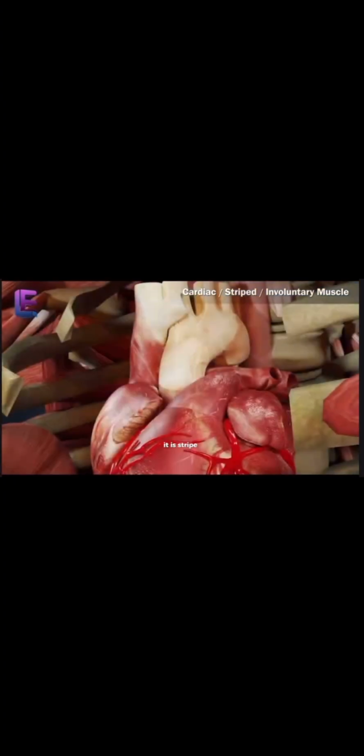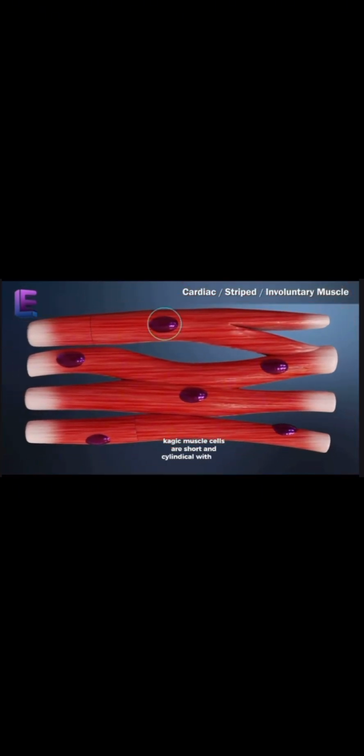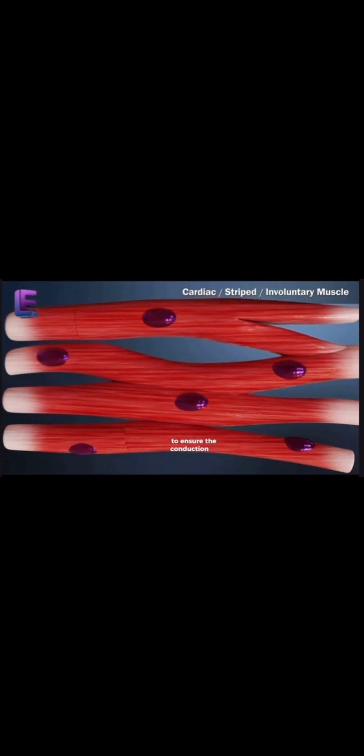Cardiac or striped or involuntary muscles. Like skeletal muscles, it is striped. They form the myocardium of vertebrates. Cardiac muscle cells are short and cylindrical with one or two nuclei. They have joints between them to ensure the conduction of electrical signals throughout the heart.